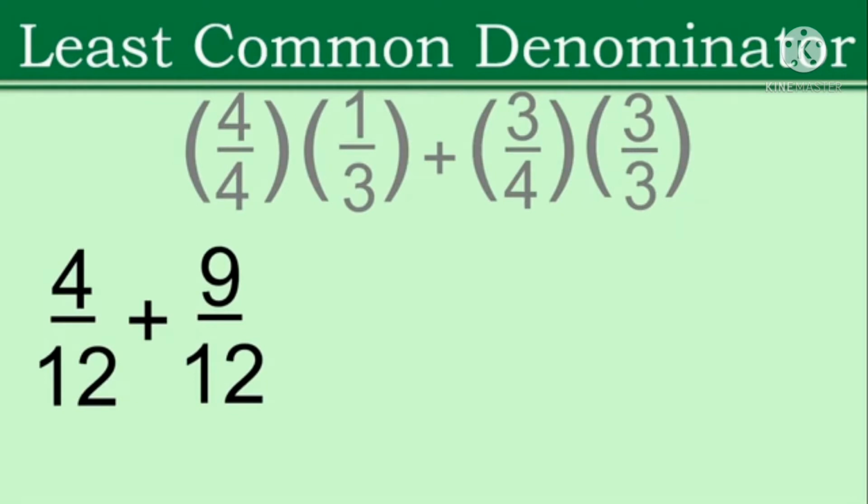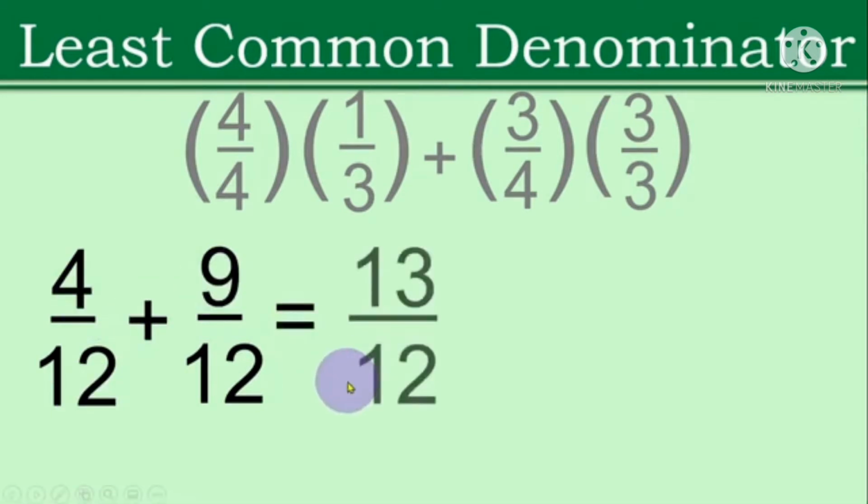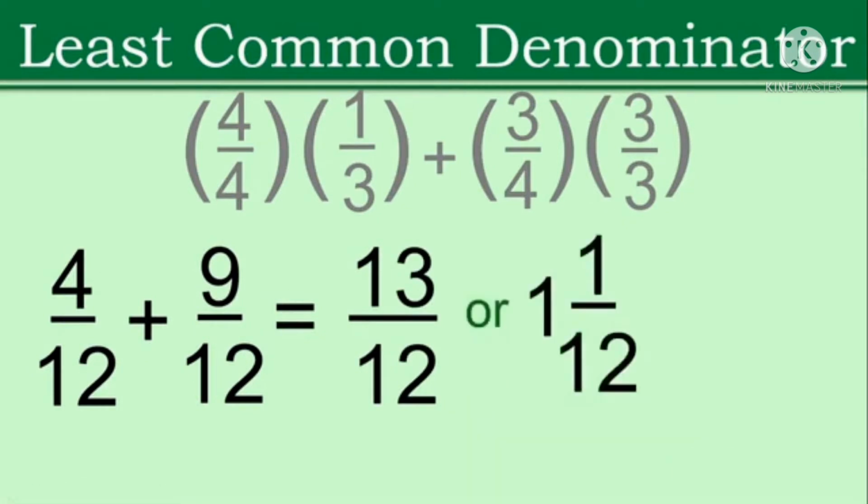So after that, notice that this time, they now have the same denominator, which is 12. So add 4 and 9, which will give you 13 over 12. There you go. Which is also equivalent to a mixed number, 1 and 1 over 12. We also have the decimal form of that, which is 1.08. Now, what's the meaning of those numbers? It depends on the context of the problem so that we can relate or give meaning to these numbers.